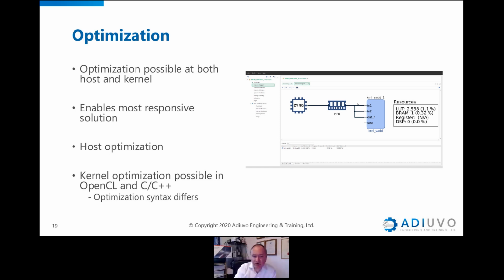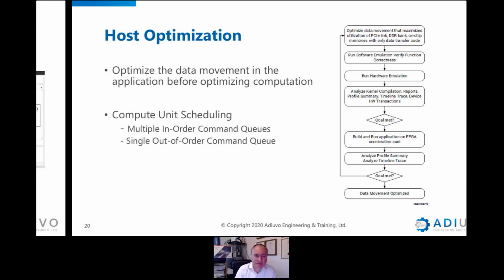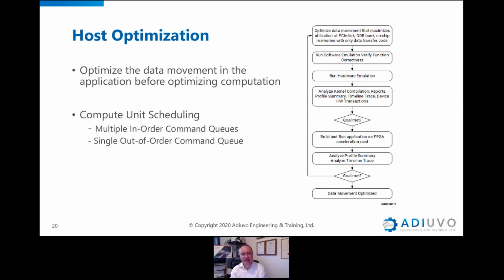One thing I should say is that when we develop kernels, it's possible to develop them using OpenCL, or we can use C or C++. When we do that, the syntax of the optimizations I'm about to talk about changes slightly between C, C++, and OpenCL. I've put a little table at the back end to show you this comparison. But let's start with host optimization.